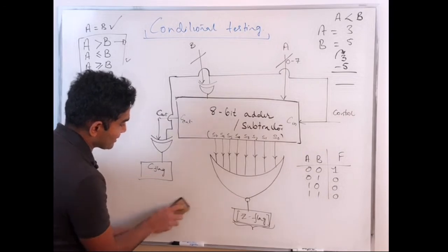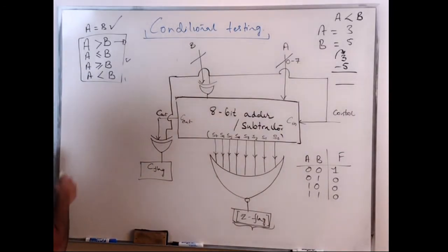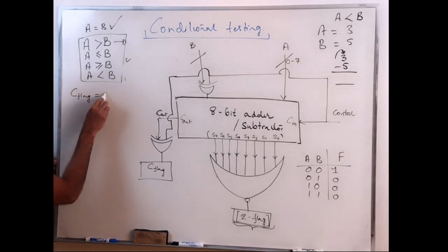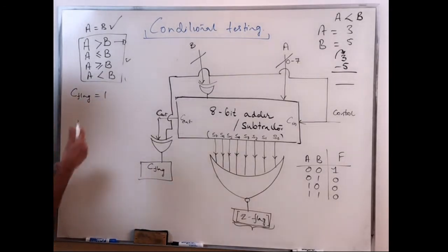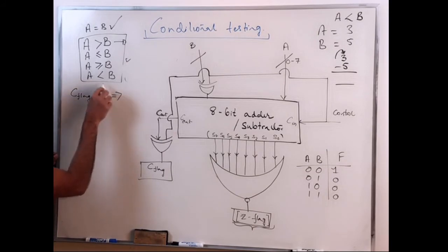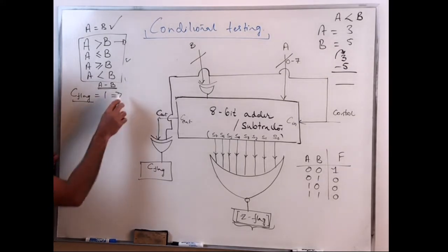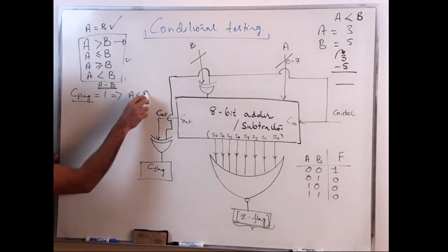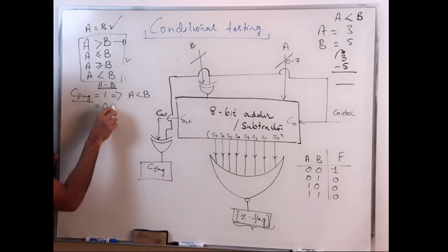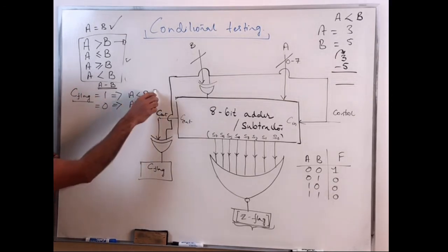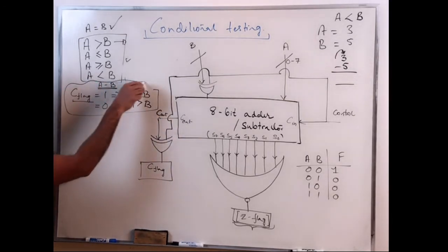So let's summarize this again. If my C flag equals 1, that means I'm borrowing from an imaginary borrow. Again, remember that I'm doing the A minus B operation first, and then looking at my C flag. My C flag is 1, implies A is less than B. If C flag is 0, implies A is larger than B. Okay. This is what we have done so far.